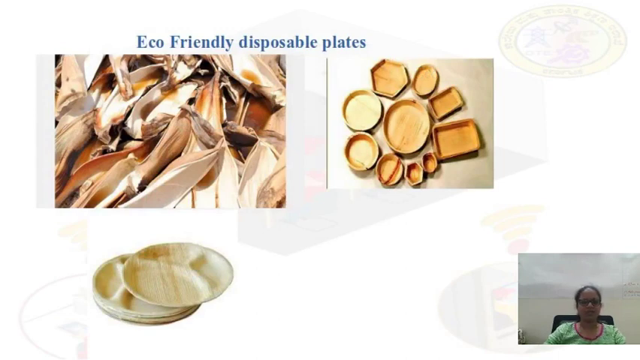Here is yet another eco-friendly disposable plate. These plates are basically made of areca nut barks. These barks are softened, washed in hot water thoroughly, and brought to the molds to give different shapes and sizes.